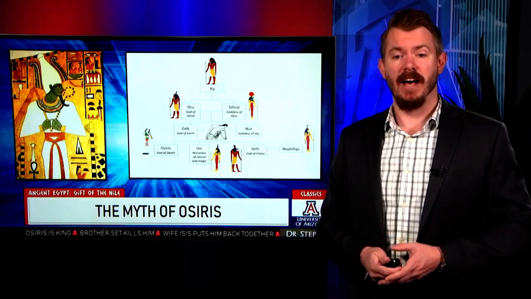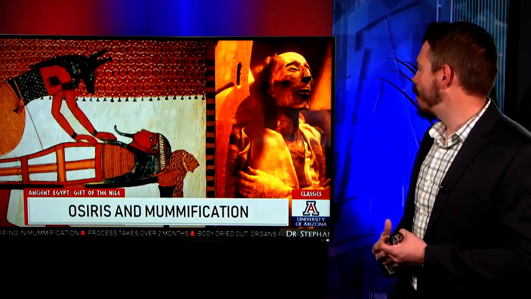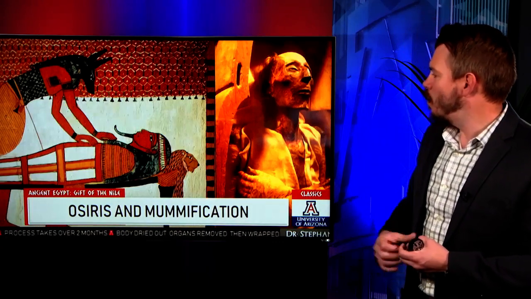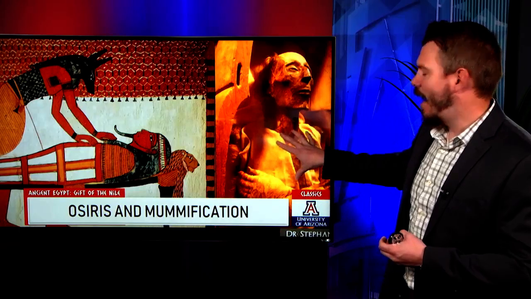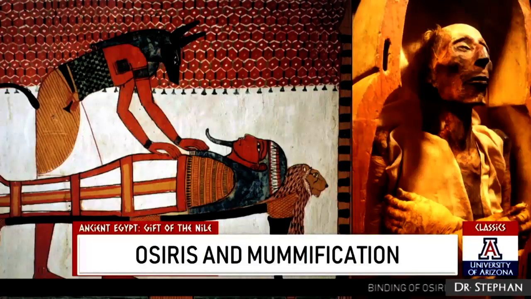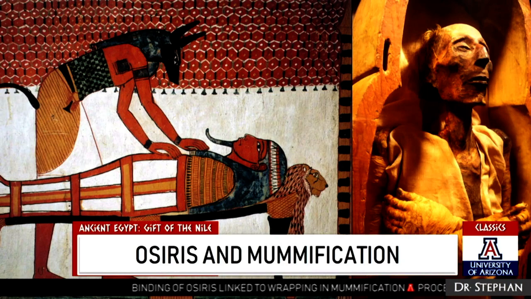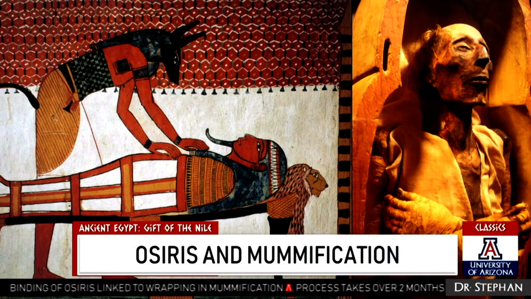Now, in that story, with the putting back together of Osiris, you can see the religious origins of this idea of mummification. And so when we have mummification in ancient Egypt, it's like recreating this process of preserving the deceased and allowing them to live on in the afterlife.